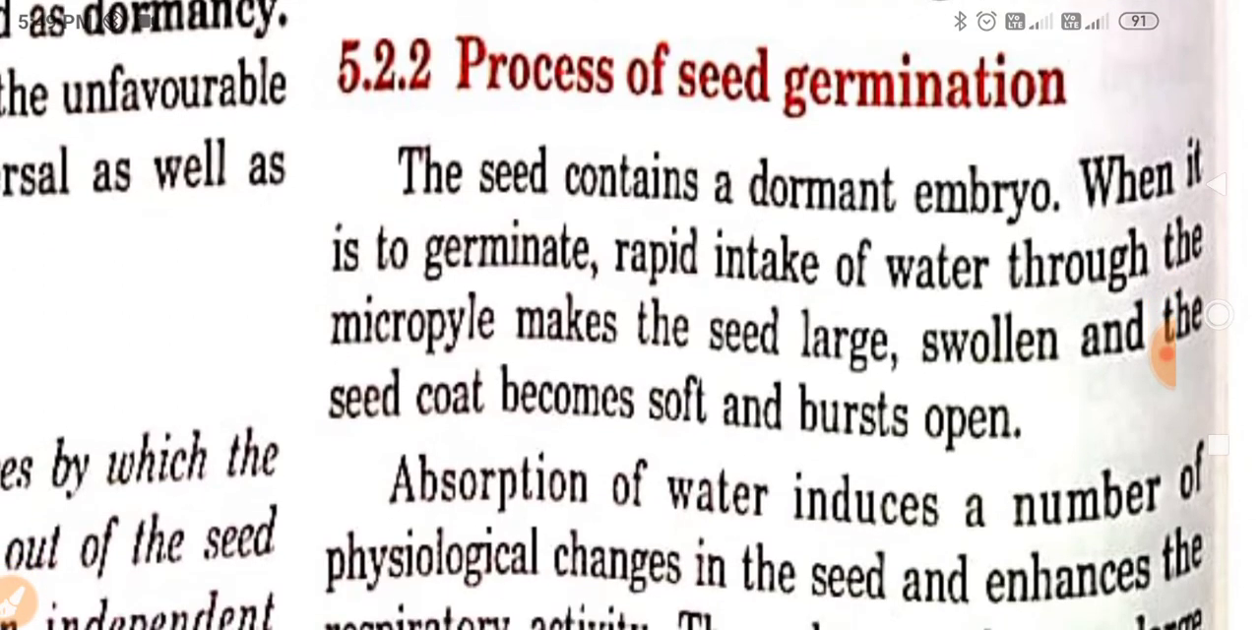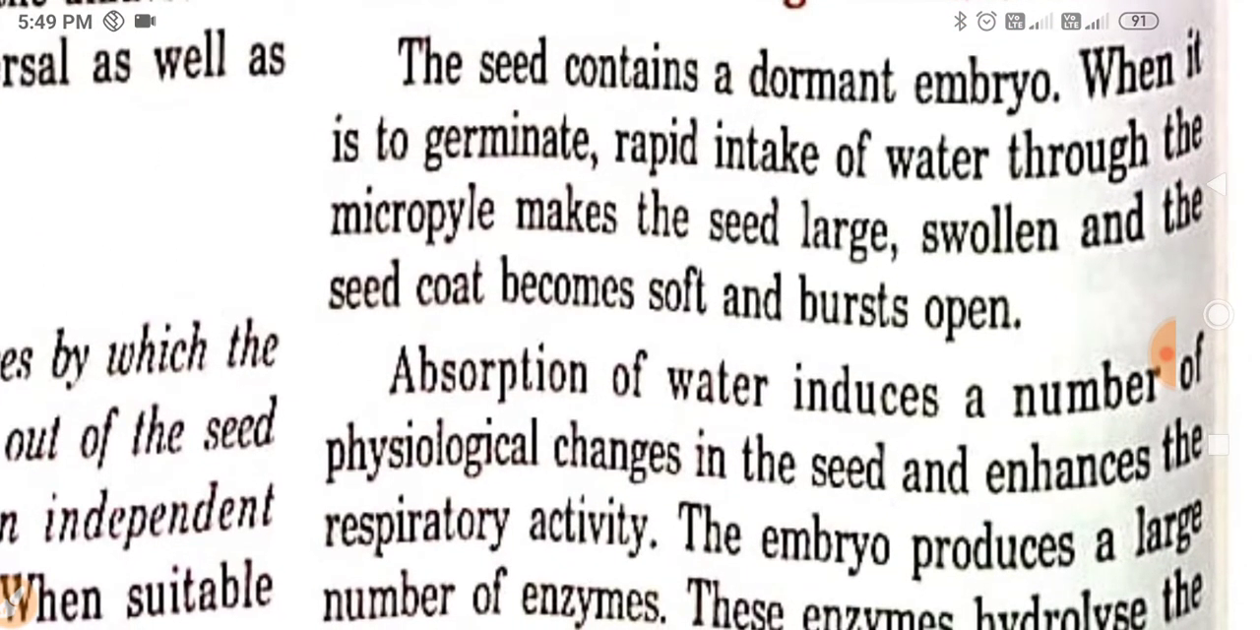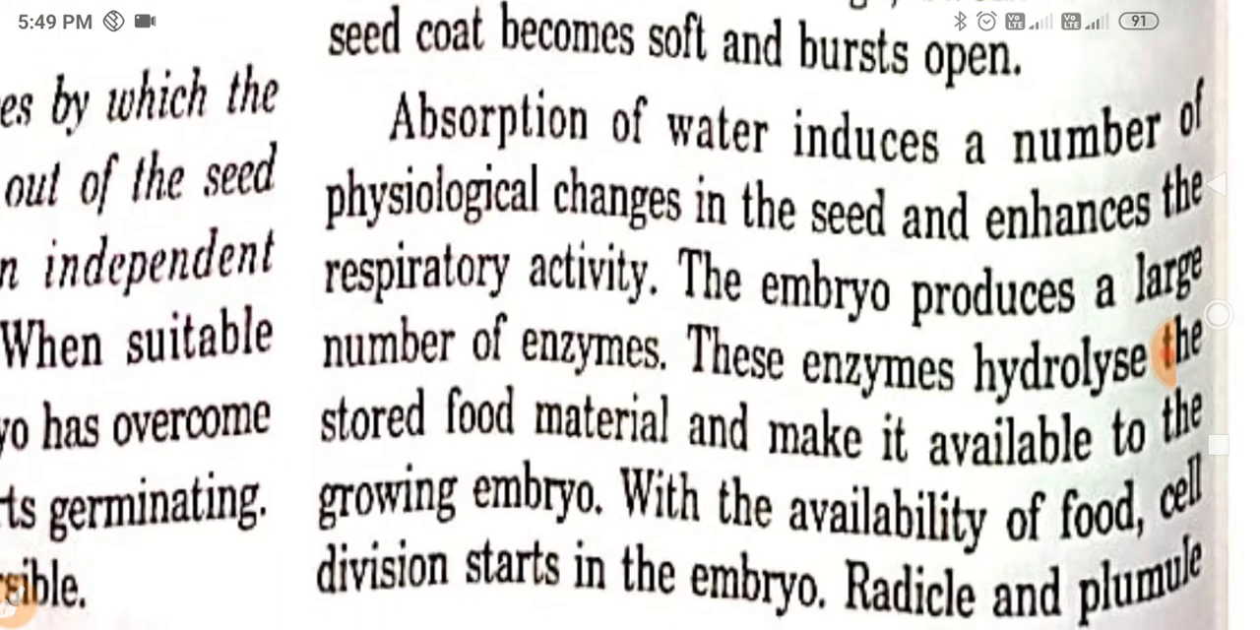Process of seed germination. The seed contains a dormant embryo. When it is to germinate, rapid intake of water through the micropyle makes the seed large and swollen, and the seed coat becomes soft and bursts open. Absorption of water induces a number of physiological changes in the seed and enhances the respiratory activity. The embryo produces a large number of enzymes. These enzymes hydrolyze the stored food material and make it available to the growing embryo.